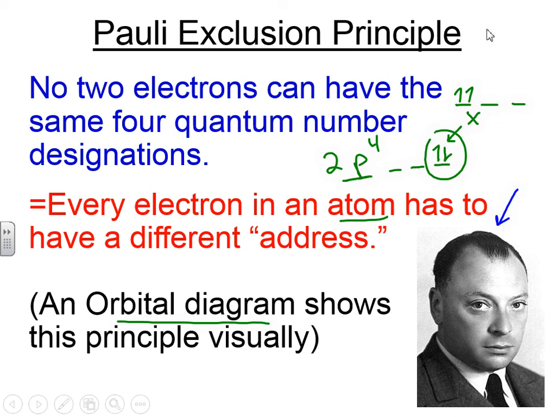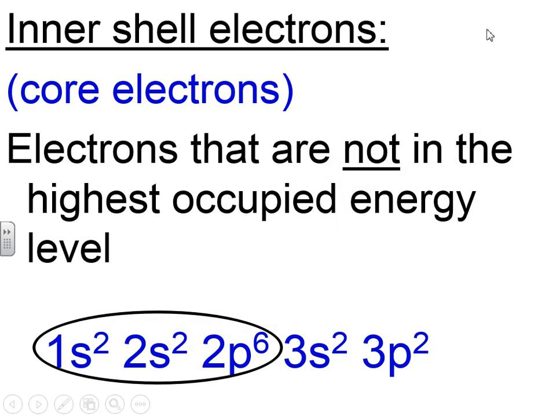Now, a few more ideas and we'll finish. We're going to define something called inner shell electrons. And inner shell is just like it sounds. They're inside the shells, or in the lower shells rather, also called core electrons. So these are the electrons that are not in the highest occupied energy level.